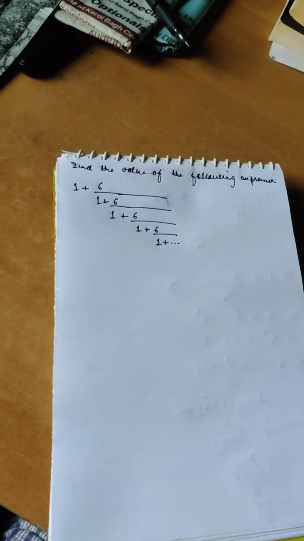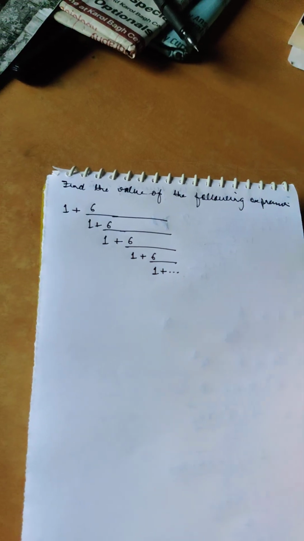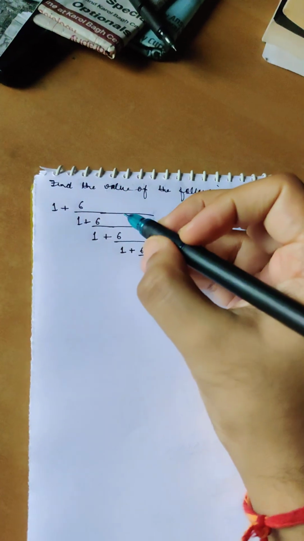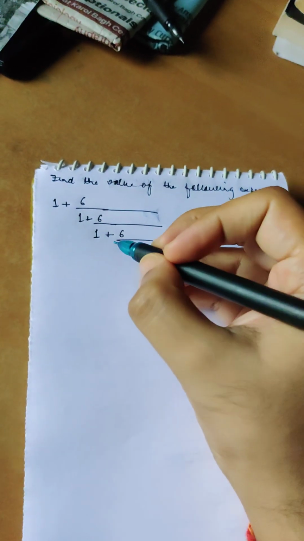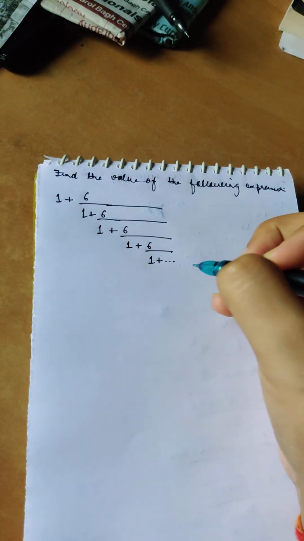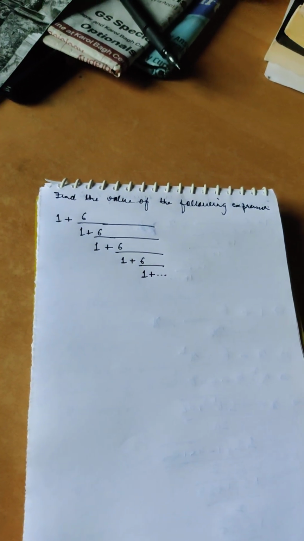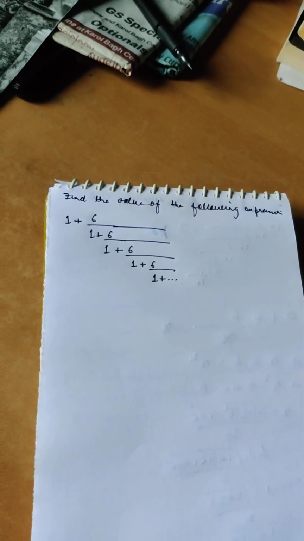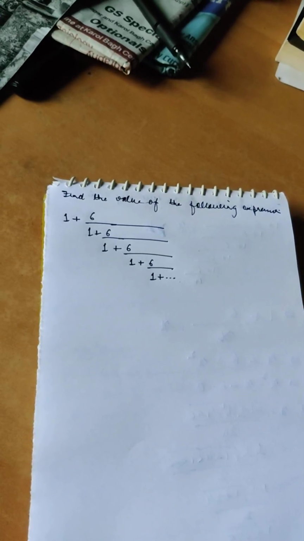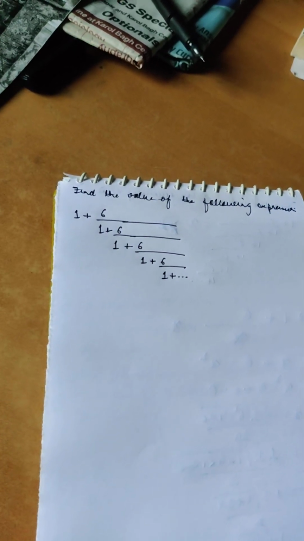Hello friends, so in this short tutorial we'll be finding the value of this expression: 1 plus 6 upon 1 plus 6 upon 1 plus 6 upon, and so on, till infinity. Now, some preliminary observations that we can draw by looking at this expression.